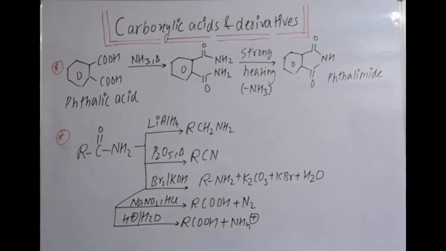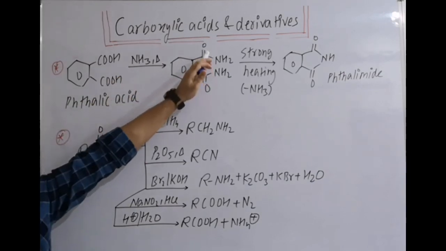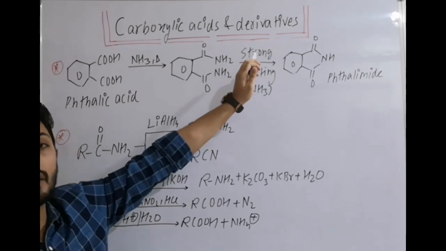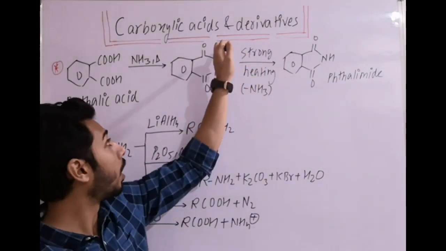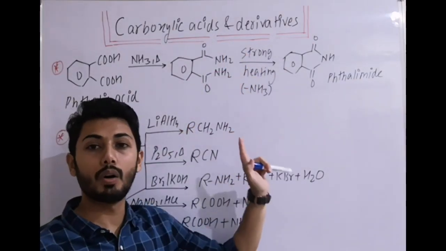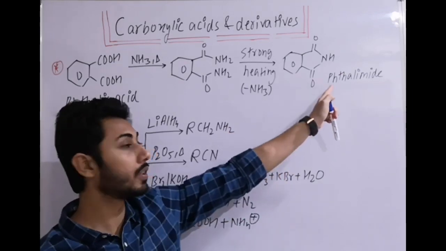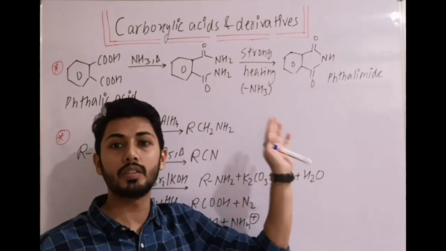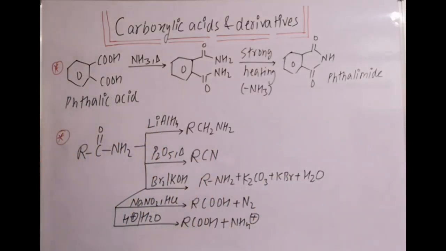Now next is phthalic acid. Phthalic acid with ammonia. Firstly it forms salt, and I have written already heating. That means it releases water and then forms amide, CONH2, CONH2. Then in this diamide, strong heating term is written. That means out of these two, one will evolve as NH3 and we get this product which is phthalimide formation. Just like in last example we have done succinimide formation. Important examples are these.